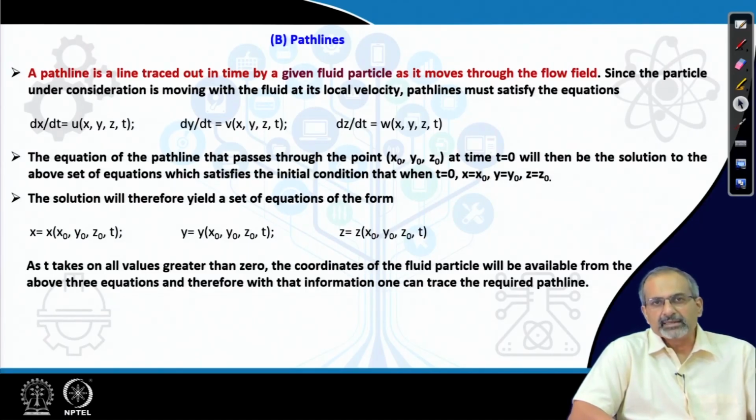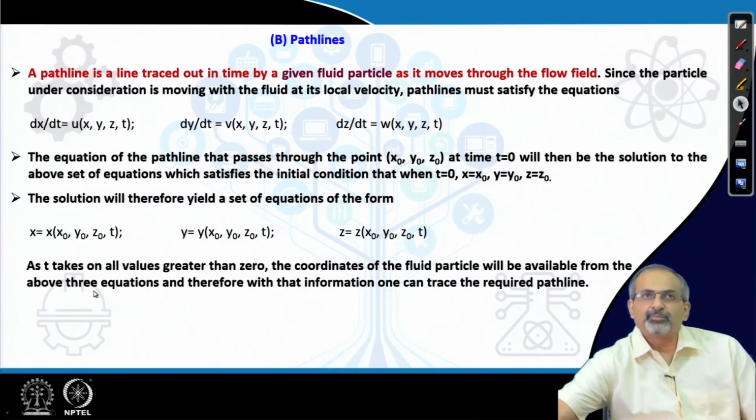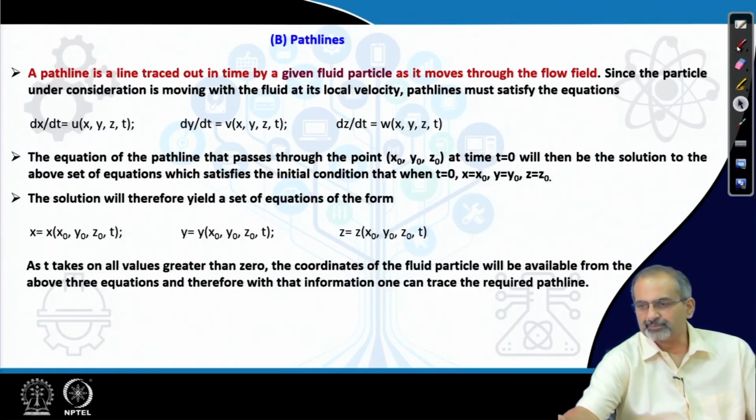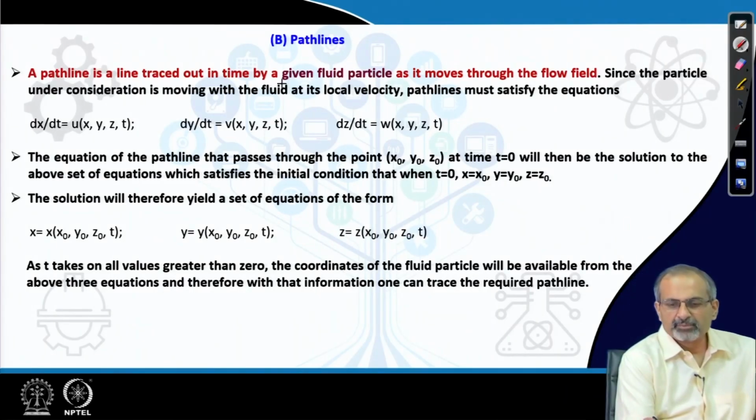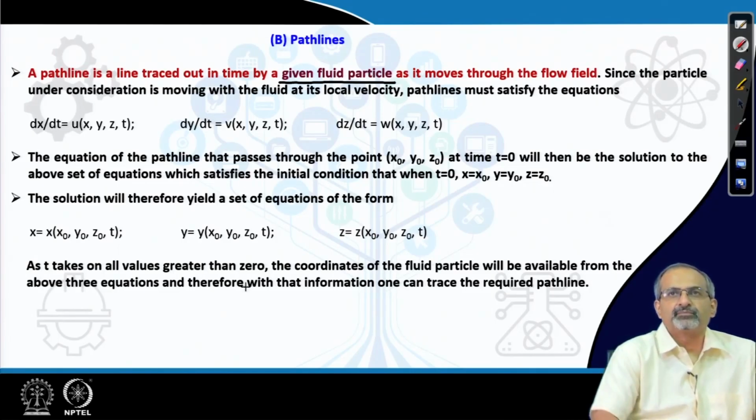A path line is a line traced out in time by a given fluid particle as it moves through the flow field. So, we are going to track a given fluid particle or a fluid element, and all the way in time we are going to follow it as it moves through the flow field. The line that it will trace in the process will be called the path line. It is very important to notice these words, given fluid particle.